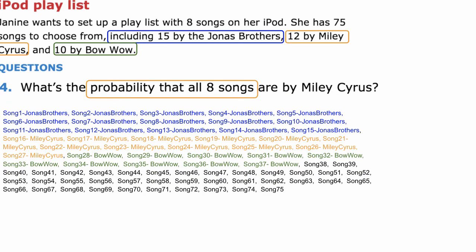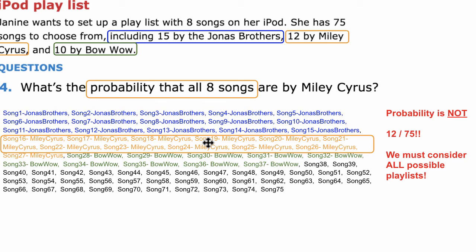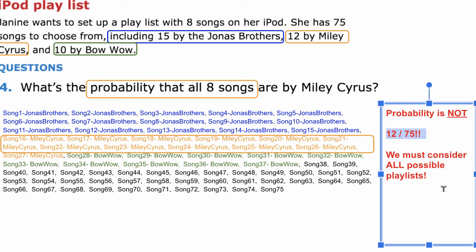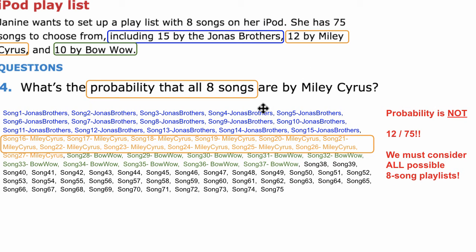All right, last song for help. What is the probability that all 8 songs are by Miley Cyrus? So this is tricky because it's probability. How is this different? Well, probability means you have to calculate 2 things. First off, it's a fraction. It's not 12 over 75. That's a good try, but you have 12 Miley Cyrus songs and 75 overall, so you'd say it's 12 out of 75. No, that's only if you're picking one song. You have to consider all possible 8-song playlists.